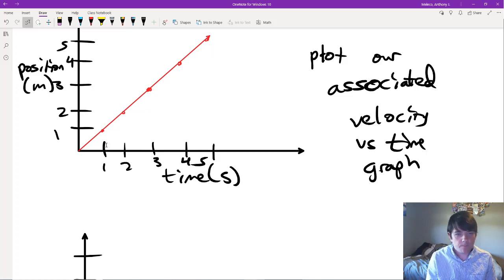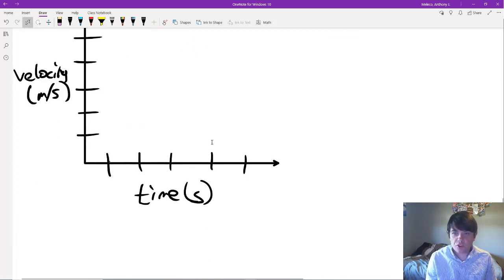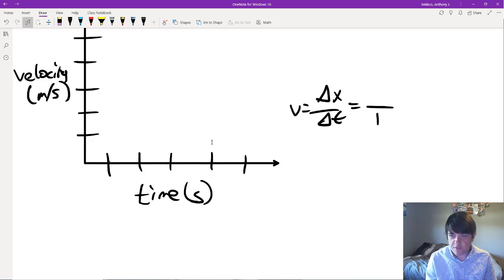In second 1, we've gone 1 meter. So the change in position over change in time, which is our velocity, is going to be 1 second on the bottom and 1 on top, which will be 1. So we would go across and we would write this. Okay, just a flat line.